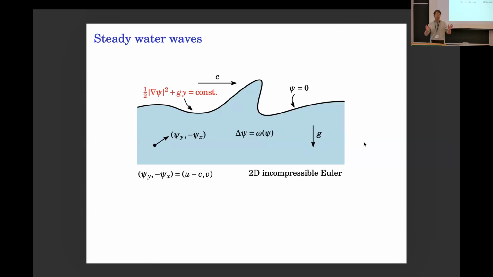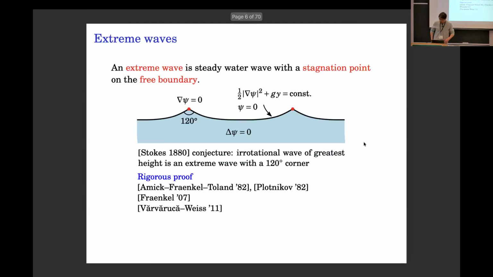All right, so this is a basic setup for the 2D water wave. And if you remember from the title, I will be talking about extreme waves. So what does it mean? Okay, what are those waves? So here, the extreme wave, at least in the context of surface water waves, means that one has a stagnation point developed on the free boundary.